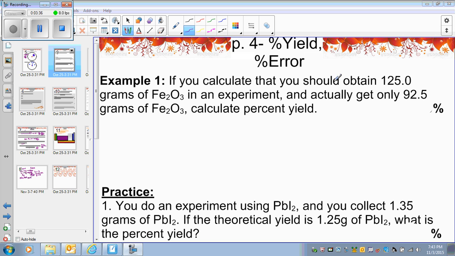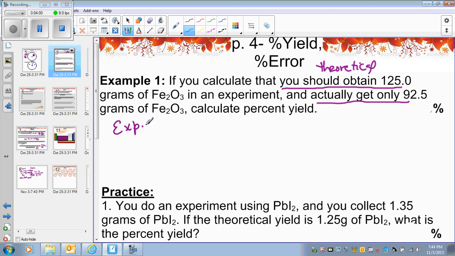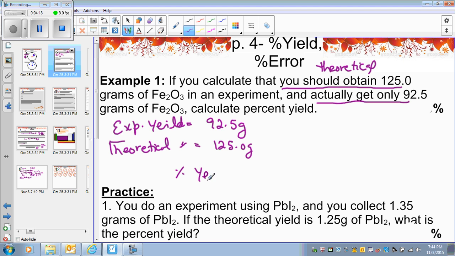Example: if you calculate that you should obtain 125 grams, so what you should get is theoretical, okay? And actually you get only 92.5 grams, okay? Calculate the percent yield. So what is the experimental yield? Can anyone tell? The experimental yield is 92.5 grams. The theoretical yield is 125.0 grams.